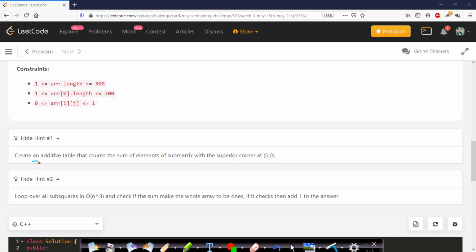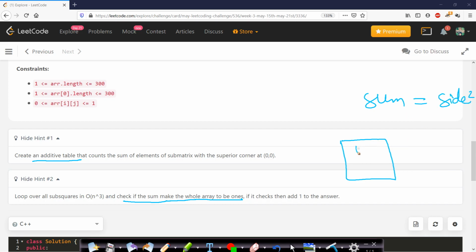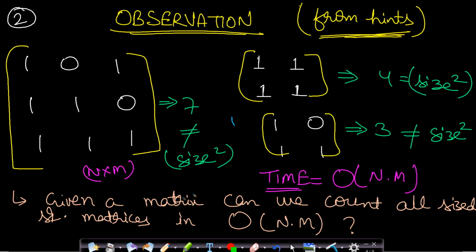First hint was create an additive table, and the second was check if the sum makes the whole array to be ones. So if we are given a square matrix, then if the sum of all the values of the square matrix is equal to side square, then all these values will be 1. And since each of these cells has a binary element, that is they will have 0 or 1, therefore this will always hold true. If sum is equal to side square, then all the cells inside this square matrix will have value 1. So this is one important criteria provided by this hint.